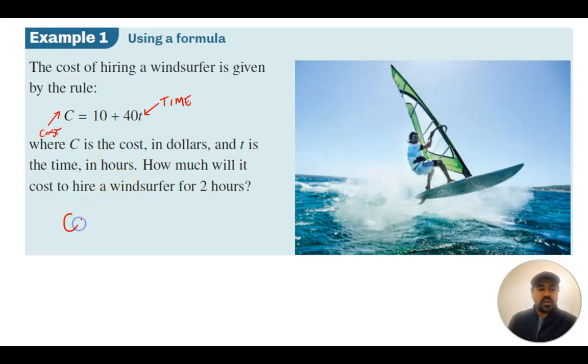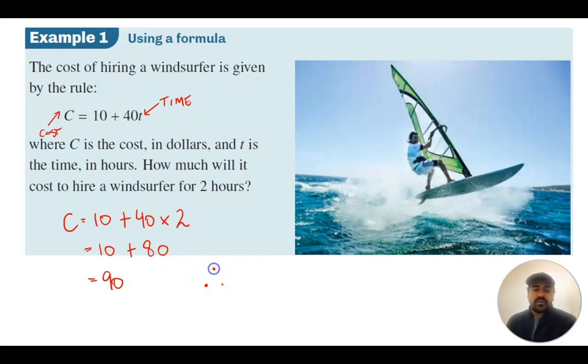So to get the cost of this particular windsurfer for 2 hours, all you're doing is this piece of arithmetic here. Now remember your BODMAS skills, you always have to apply the multiplication first. So this will be 10 plus whatever 40 times 2 is, 80. 10 plus 80 is equal to 90. Now this context question has been provided in worded format, so I have to answer this in worded format. You can't just leave C equals 90.